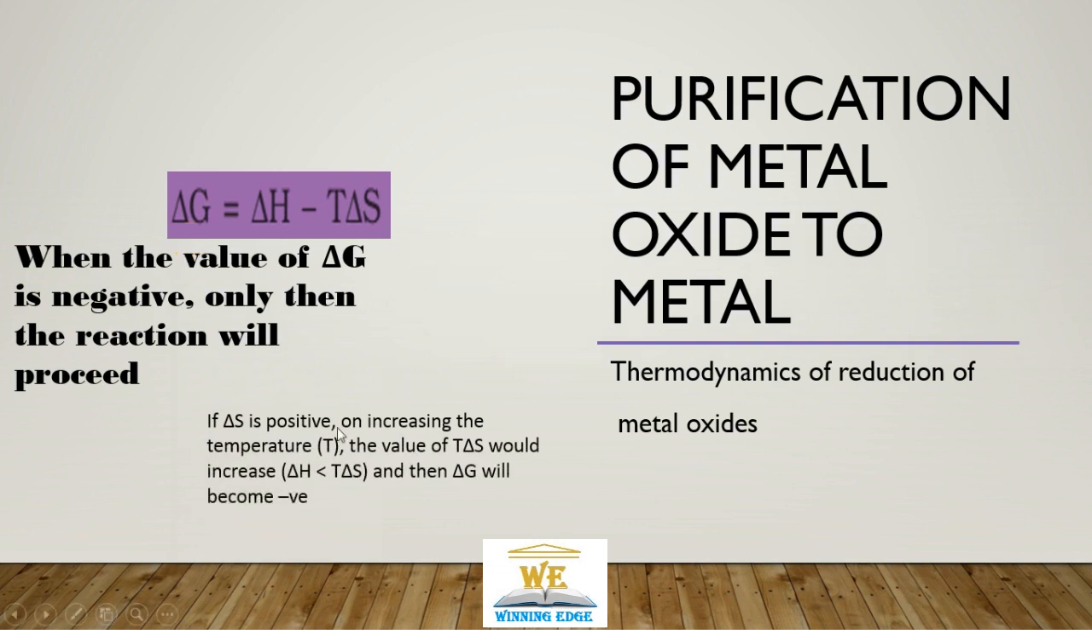If delta S is positive for such a reaction, on increasing the temperature T, the TS value will increase, it will be negative, and then delta G will become negative. So with an increase in temperature, there is a greater chance for the reaction to be spontaneous, or the oxide will convert into its metal.